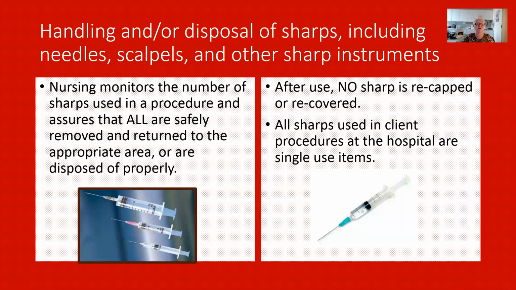Nursing monitors the number of sharps used in a procedure and assures that all are safely removed and returned to the appropriate area or disposed of properly. After use, no sharp is recapped or recovered. All sharps used in client procedures at the hospital are single-use items. That means to the CNAs, when you're doing your finger sticks with a lancet, you cannot re-stick the person a second time if you didn't get a blood drop on the first go, right?